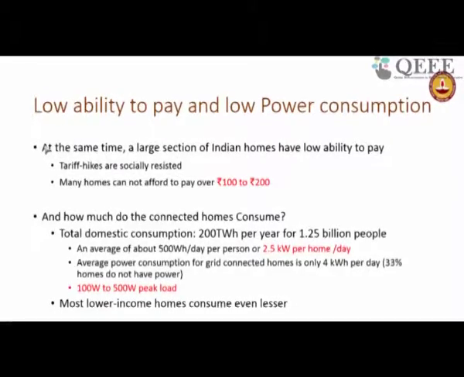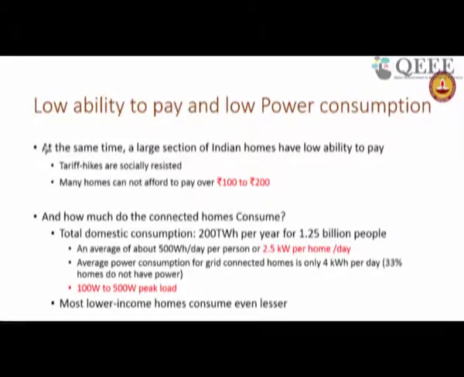And that shows up. If I take last year's domestic consumption, it is 200 terawatt hours for 1.25 billion people. 200 terawatt hours is 200 into 10 to the power 12 watt hours, or 200 into 10 to the power 9 units, kilowatt hours. If I divide it, it comes out to be 500 watt hours per day. Divided by 365, 500 watt hours per day.